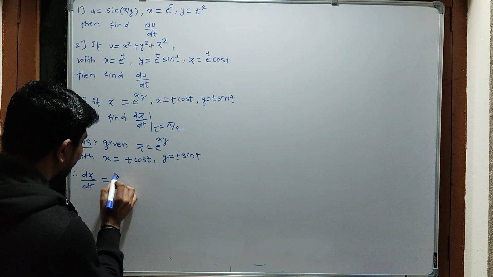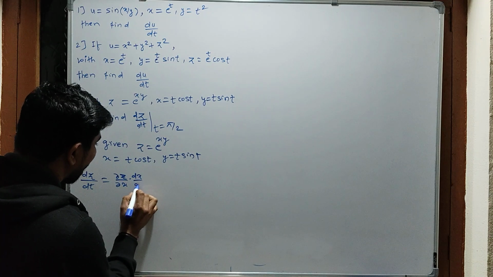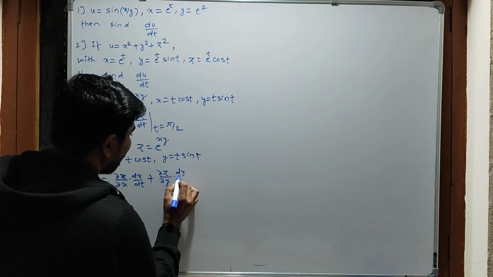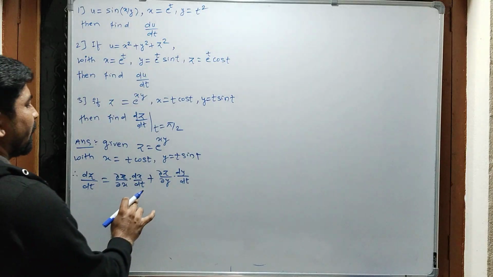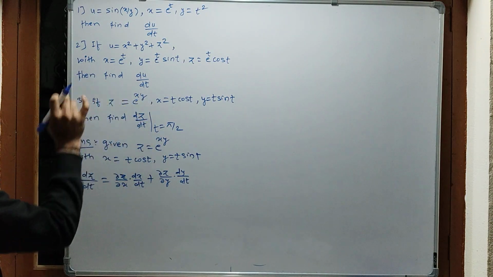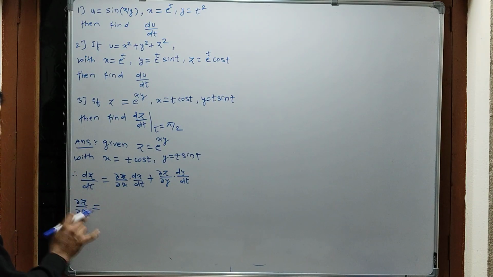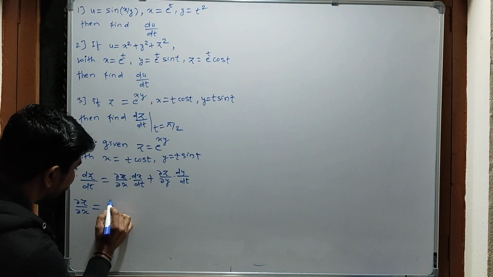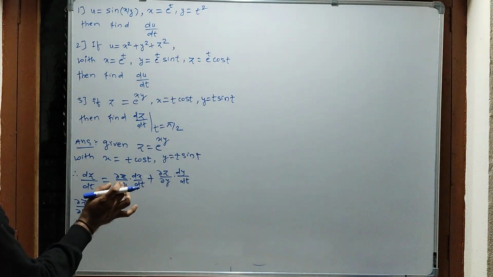Therefore dz by dt equals, since z is a function of two variables x and y, dou z by dou x into dx by dt plus dou z by dou y into dy by dt. Now find dou z by dou x, dou z by dou y, dx by dt, and dy by dt. First I want to find dou z by dou x, keeping y as a constant. So if z equals e to the power xy, here we need the derivative of xy with respect to x.